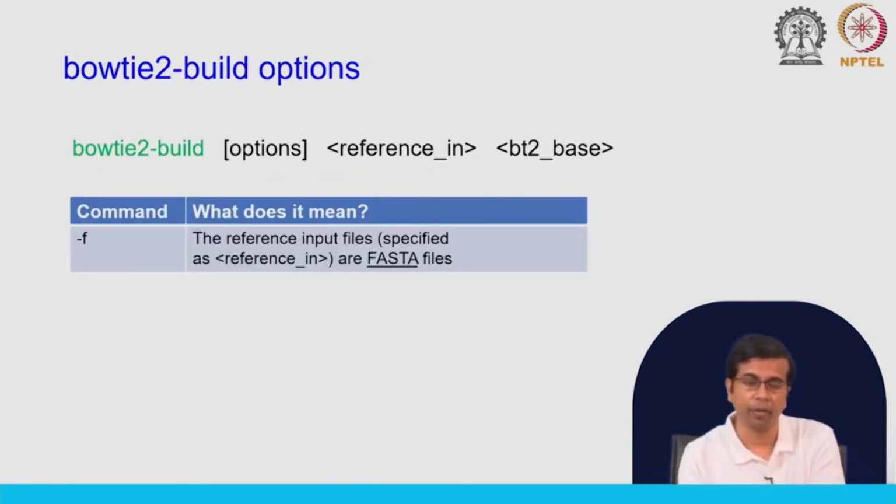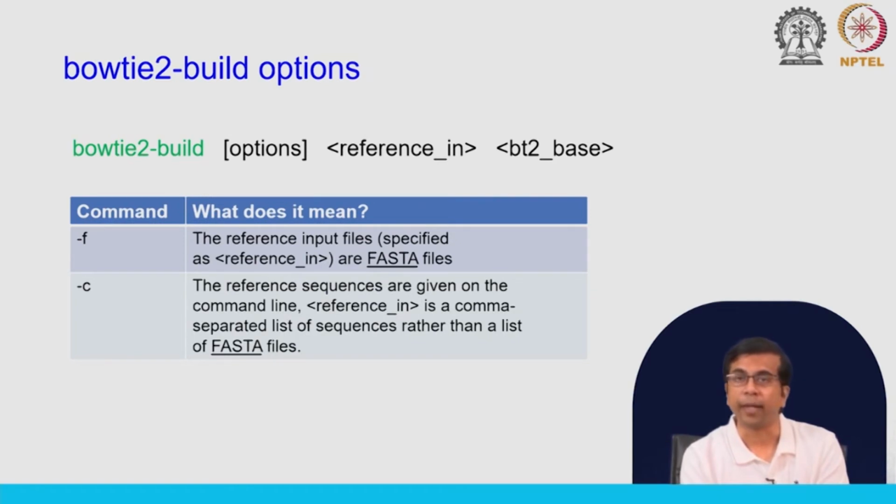Let us look into the options. We have learned about Bowtie2 build, and we have understood the reference file and where it will come from. We have talked about BT2 base, which we have to specify, the name of the index file to be created, and then you have something called options. These options could be useful in some cases, so it is good to know what they are. For example, -f means the reference input files are in FASTA format. This is the default option, but you can also specify that we have FASTA files.